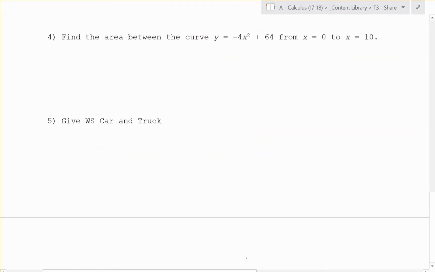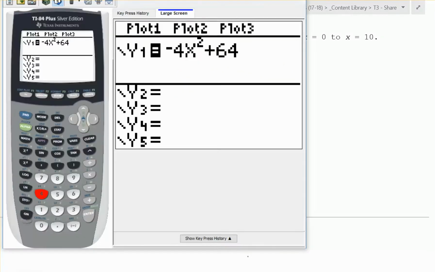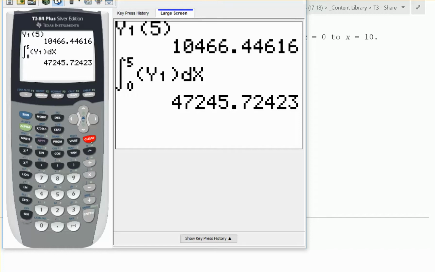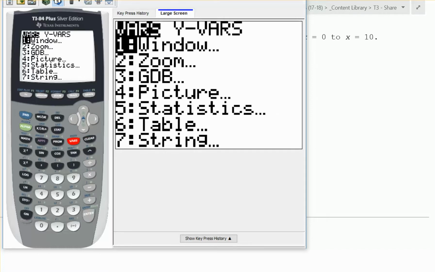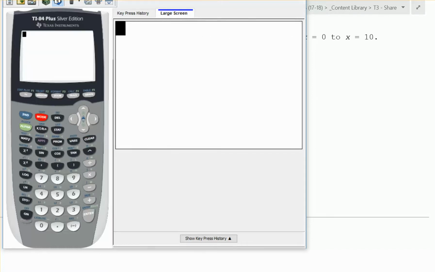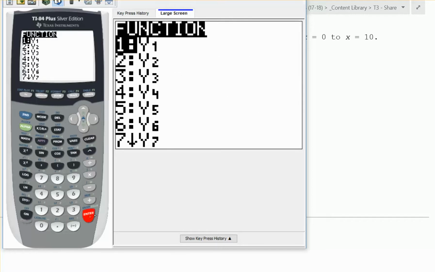So how would you find the area between the curve from 0 to 10? Well, you go from 0 to 10 of negative 4x squared plus 64 dx, and you'd use your calculator for this. So how do you go about doing that? Well, first plug it in as y1, so it's negative 4x squared plus 64. I plugged it in right there. And now you quit out to the main screen. I'm going to clear this. It's going to be math 9. We're going to go from 0 to 10.